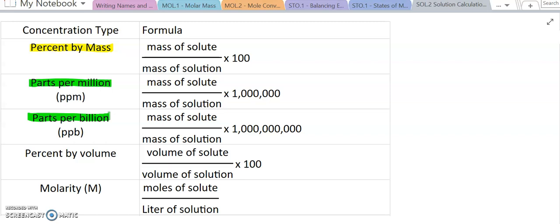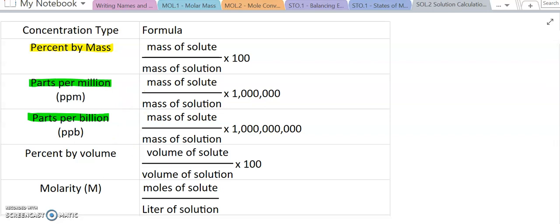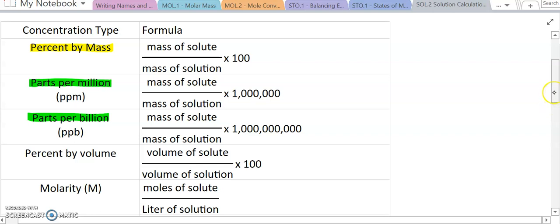So when we have really, really small concentrations, like hopefully the amount of lead in your drinking water, you don't want to measure lead in your drinking water in percent. You want such small quantities that we're going to use parts per million or parts per billion, because that makes it that much safer, because there's that little amount of solute in your solution.